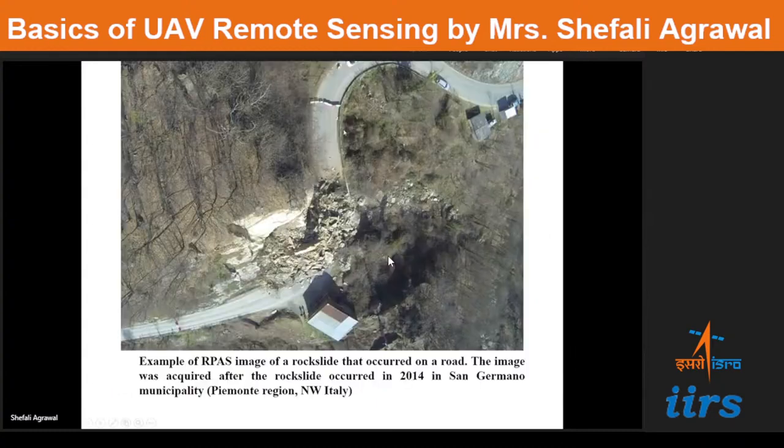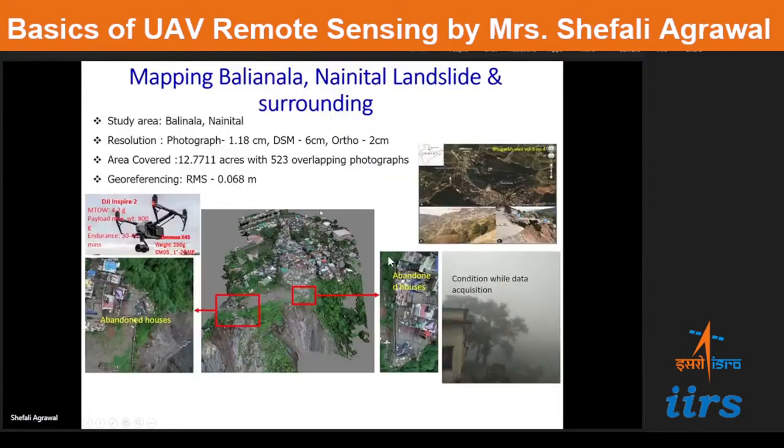So this is an example where a landslide occurred and high resolution drone images were captured to assess the damage. Similarly, we also did a small exercise in the Balialana area of the Nainital region, which is a landslide prone area. We took these photographs in very bad conditions, foggy and cloudy, but we could fly much below it and collect this data set. So the data is not affected by the cloud conditions.